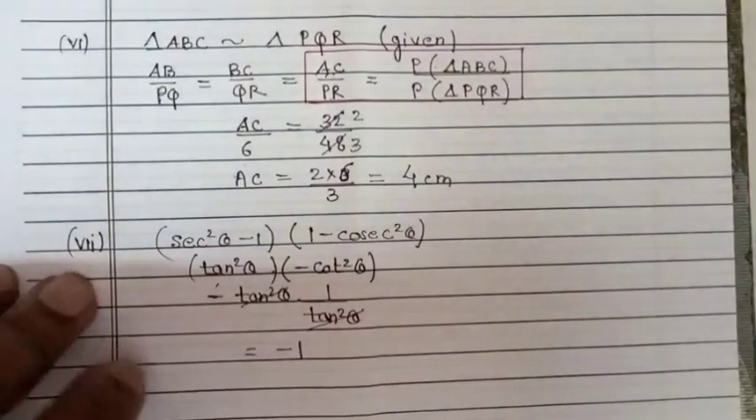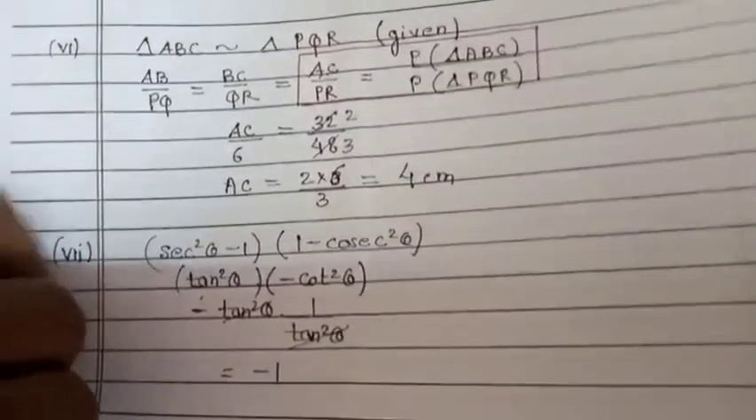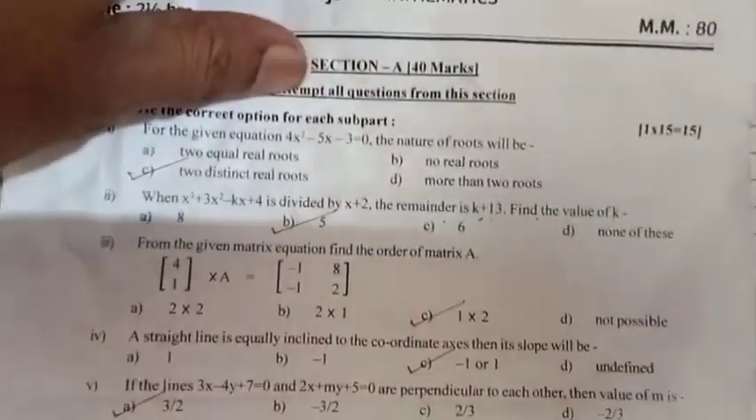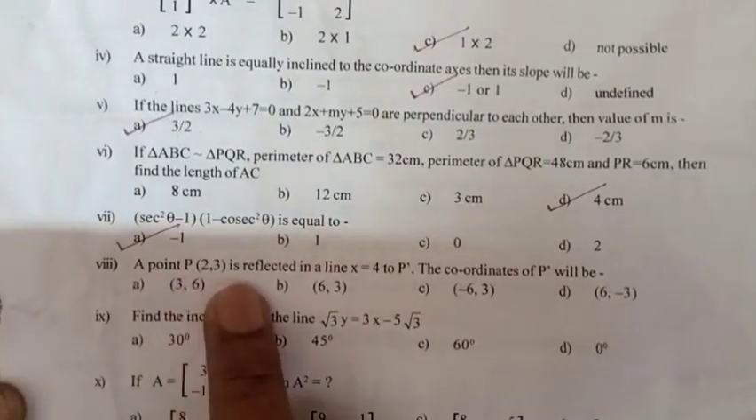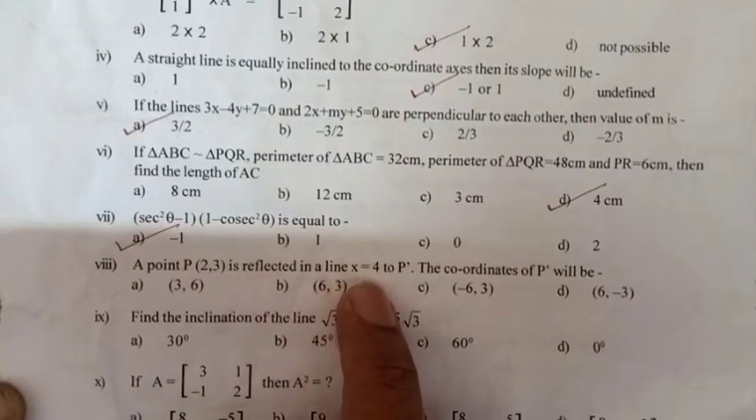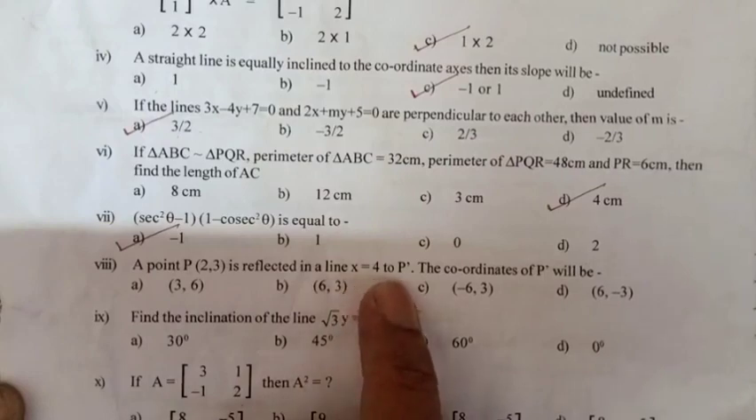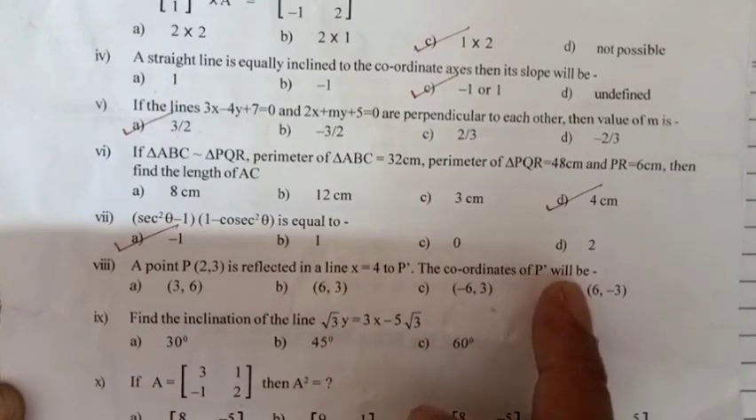Okay, now moving on to the next part. We have the eighth subpart. Now the eighth one says a point P is reflected in the line x is equal to 4, you have to write the coordinates for P dash.